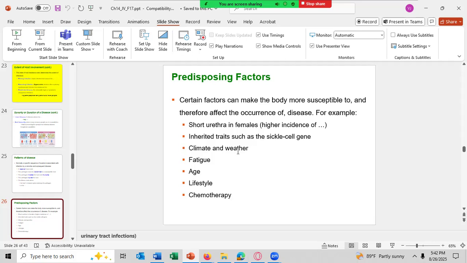The climate and weather is well known to predispose people to getting diseases. Everyone knows the colds and flus are more likely to happen in the wintertime. Why is that?